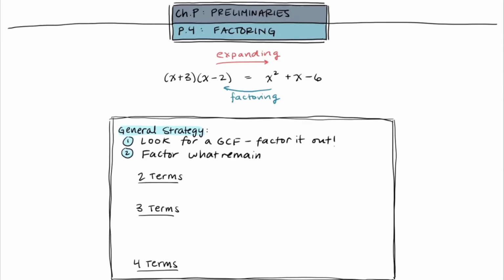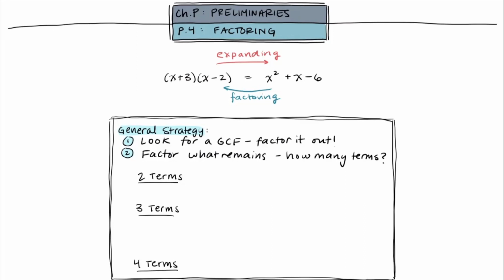And what you do depends on how many terms that you have. And remember, we talked about what a term is the last time in P.3. These are the pieces that are separated by plus or minus in your polynomial, including just numbers by themselves and powers of x with numbers attached to them, coefficients.